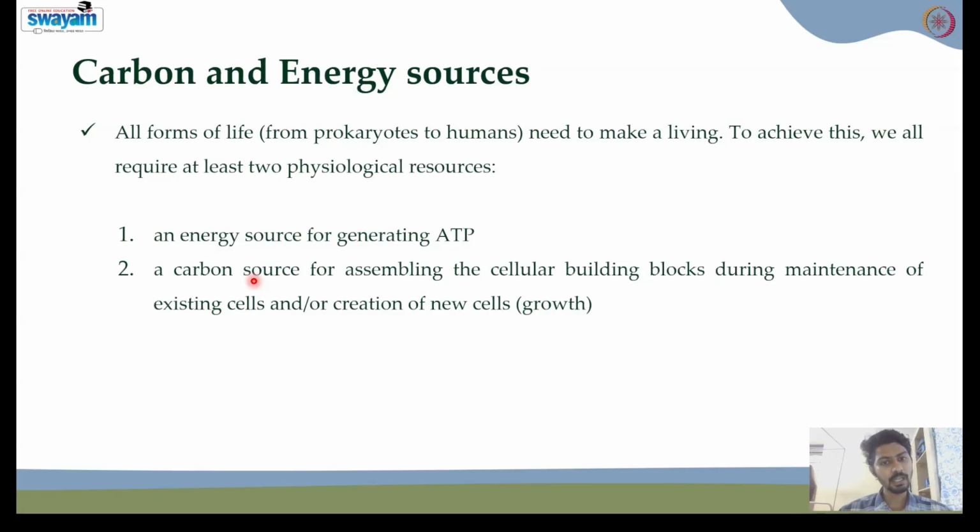In addition to that, electron sources are also needed, but at least they need two physiological resources. One is the energy source in the form of any energy. It can be NADH, NADPH, or ATP. Ultimately, these will be converted into ATP for survival or for metabolism of their own cells. And the second is the carbon source. What for? For their maintenance, if it is an existing cell, or in order to produce new cells. The carbon source can be anything. It can be a simple sugar, which is glucose, and we will be seeing the different sources in the upcoming slides.